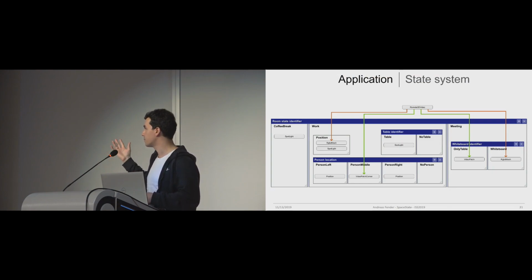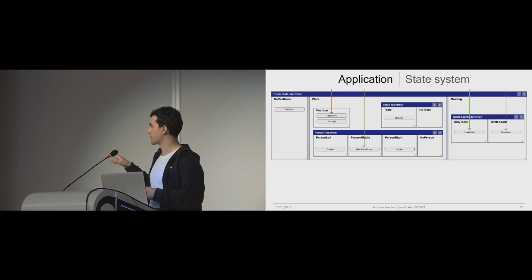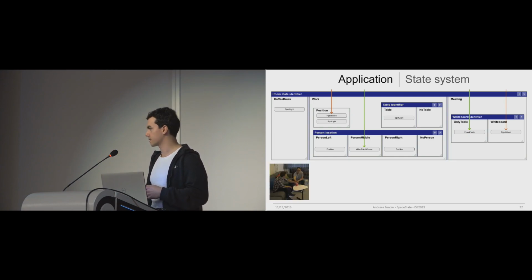just like in general, the way it works is that we have some remote video, and that one is being streamed and forwarded to whatever state or substate is currently active. These streams are actually handled by the web framework presented last year at ISS. But now for SpaceState, the interesting part is, of course, which of these are active and what the content looks like when the states are active.